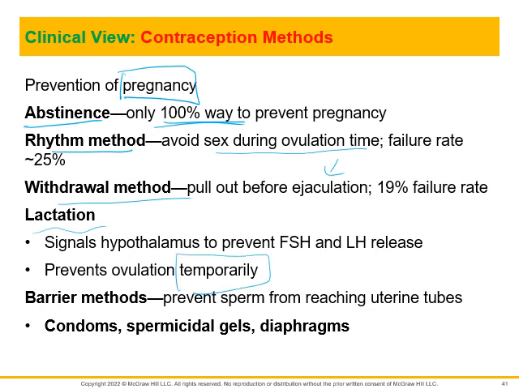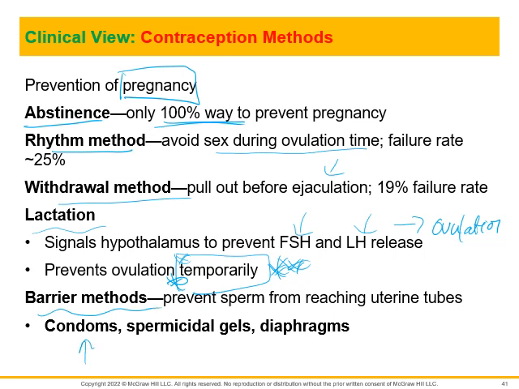Lactation can temporarily prevent pregnancy. The release of prolactin to make the milk and oxytocin to eject the milk can temporarily prevent FSH and LH release, which then would prevent ovulation. But it is temporary. I know lots of people who are breastfeeding at 8 months and they're like, oh, I can't get pregnant because I'm breastfeeding. Nope, that is not true. I know lots of people that have children less than a year apart because they thought that breastfeeding was going to prevent pregnancy.